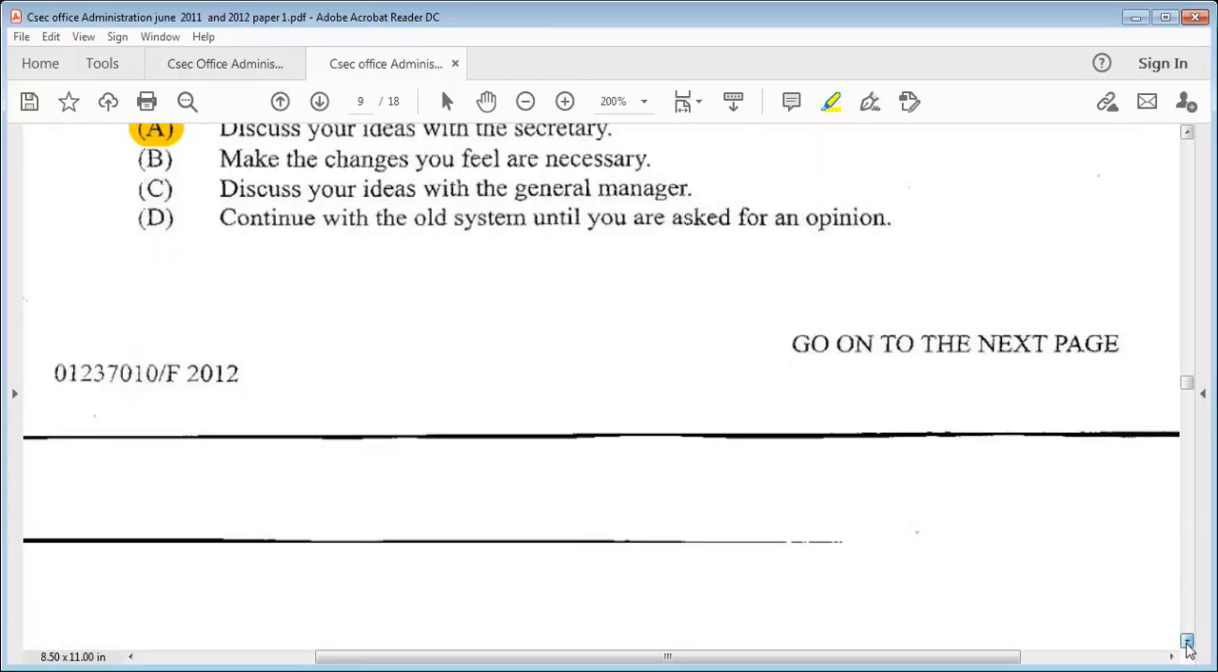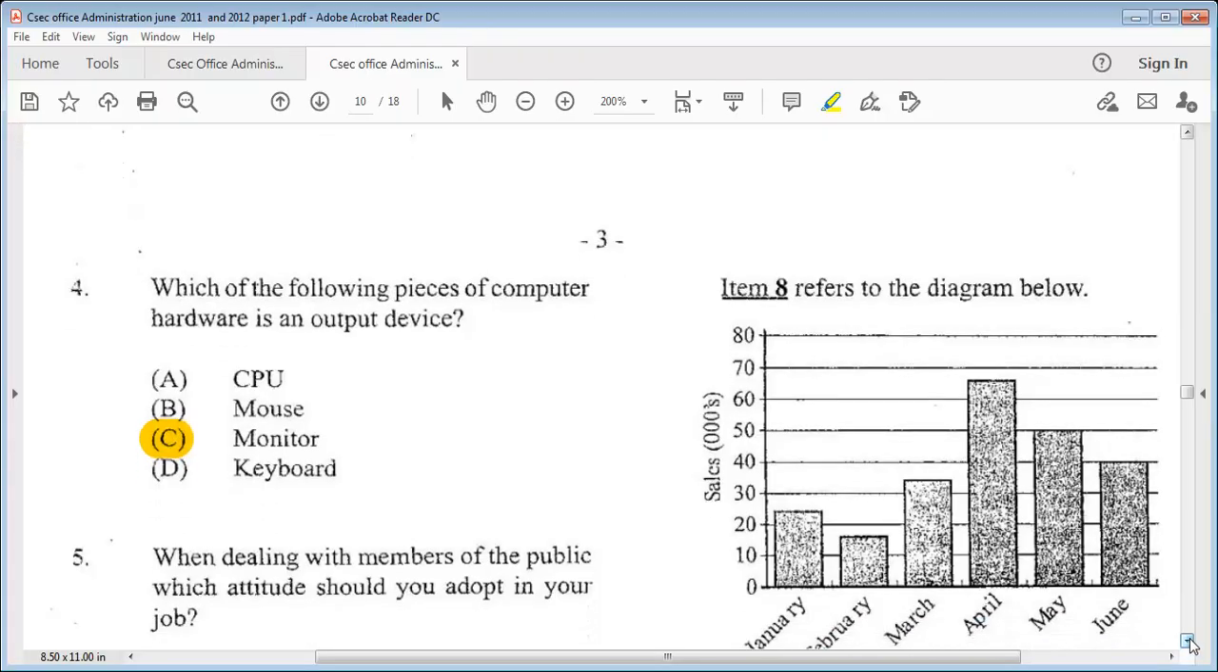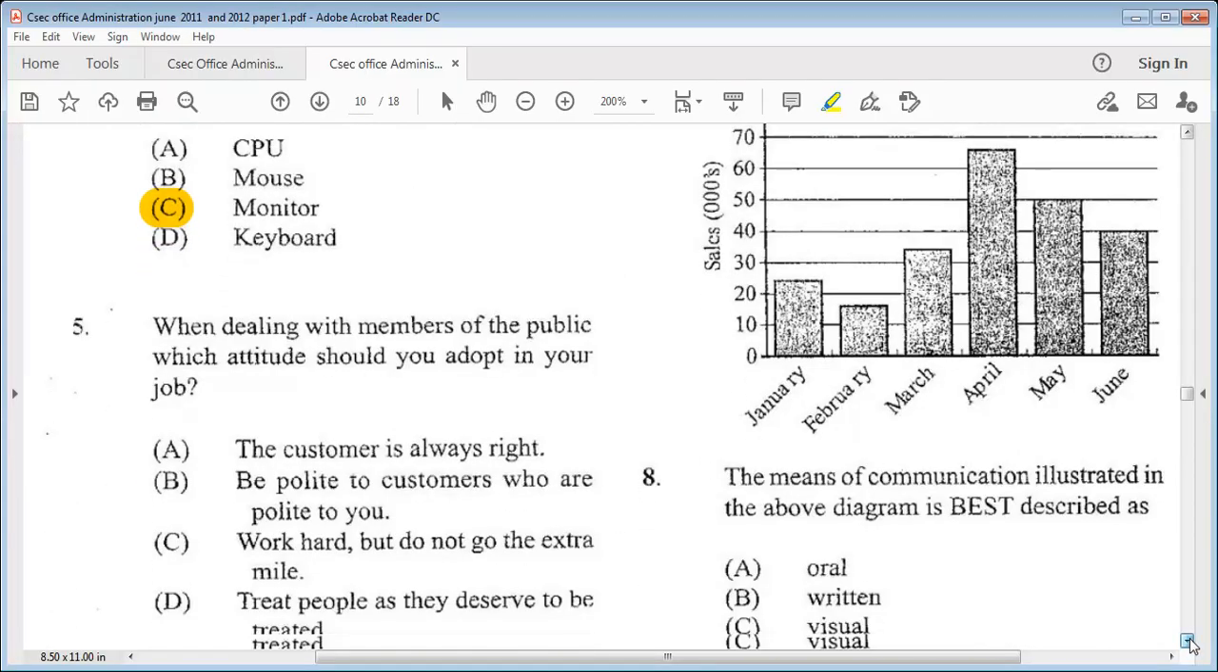Let's go on to question number 4. Which of the following pieces of computer hardware is an output device? A. CPU, B. Mouse, C. Monitor, or D. Keyboard. Our answer is C. Monitor. Let's go on to question number 5.